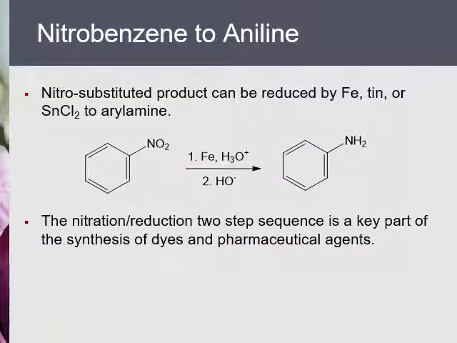When treated with metal in acidic condition followed by base, the nitro group can be reduced to an amine, and the product is aniline. Aniline is a key part of the synthesis of dyes and pharmaceutical agents.